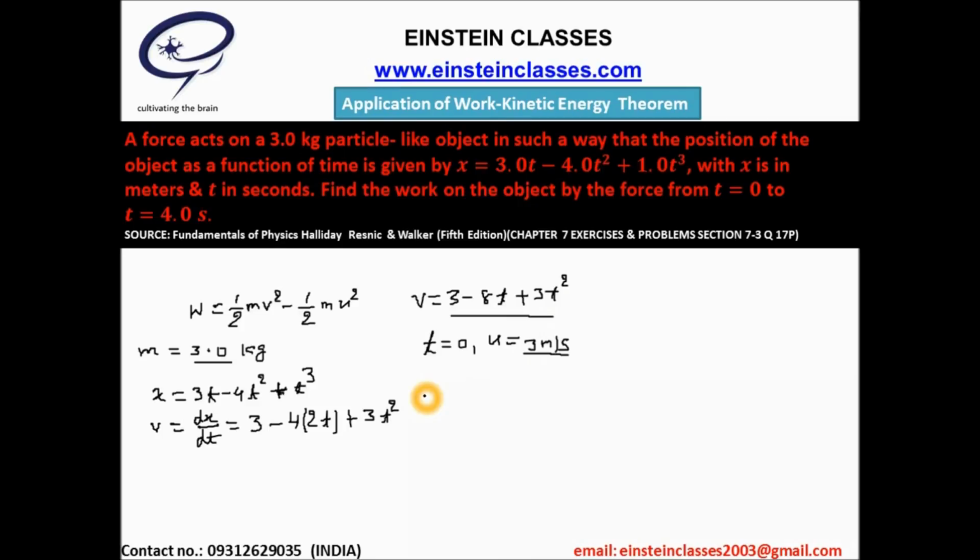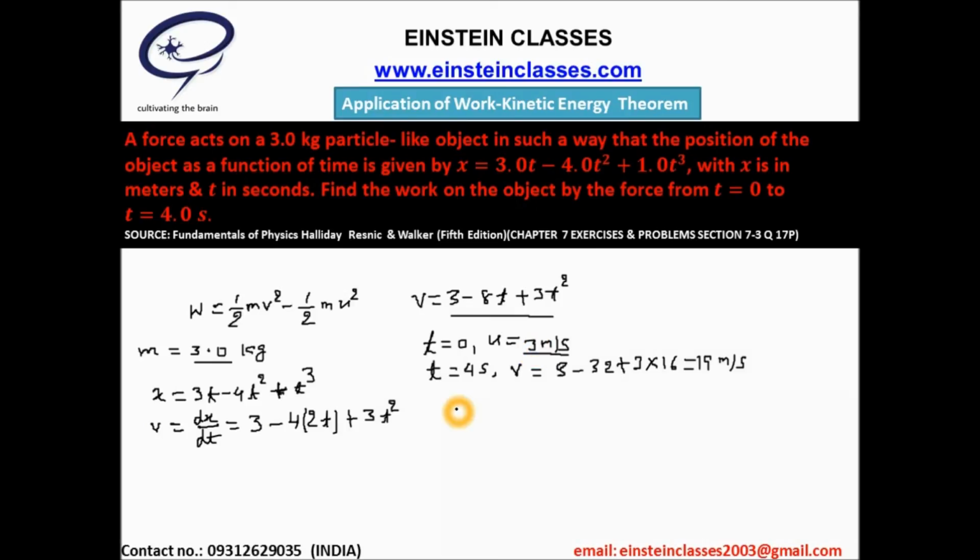Now put the value of t equal to 4 seconds and you will get the final speed v. After some calculation you will get the value of the final speed equal to 19 meter per second. The value of mass m is 3.0 kg, value of v is 19 meter per second, value of u is 3 meter per second, in this equation that we have calculated.